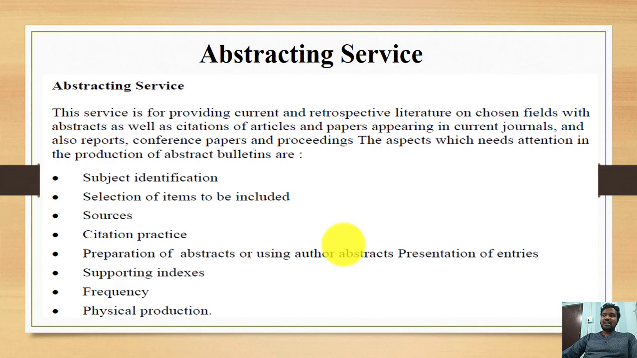The aspects which need attention in the production of these abstract bulletins are subject identification, selection of items to be included, resources or sources to be covered, citation practices, which is the style of citation, that is the referencing styles, preparation of abstracts for using author abstracts, presentation of entries, supporting indexes, frequencies, and the physical productions.